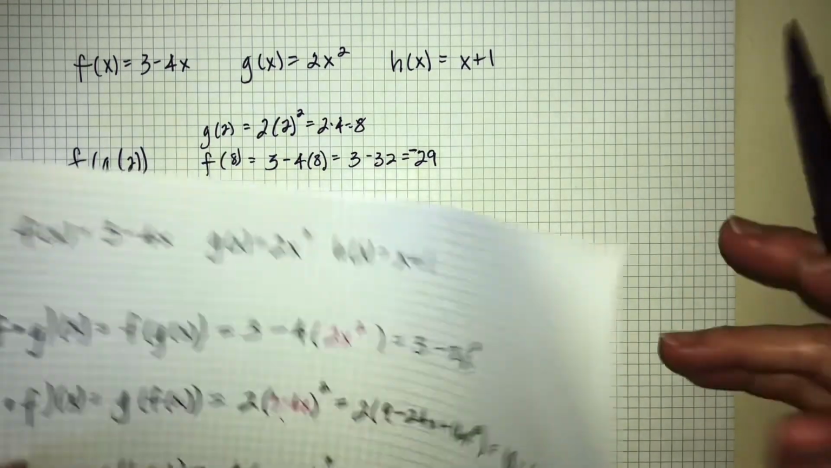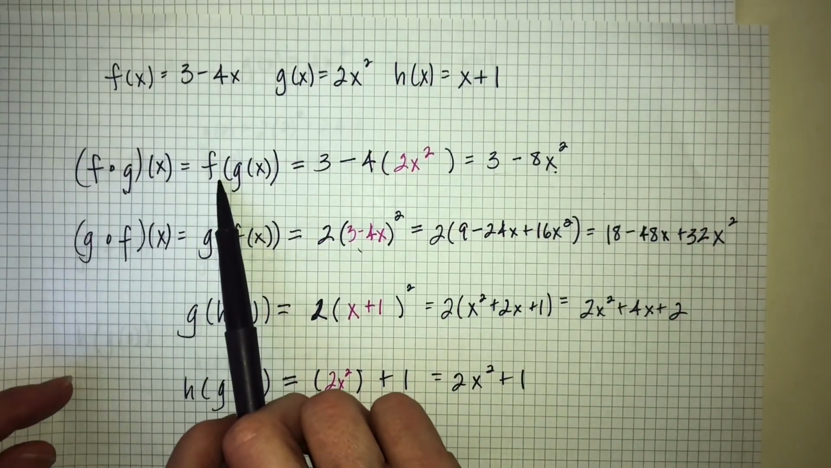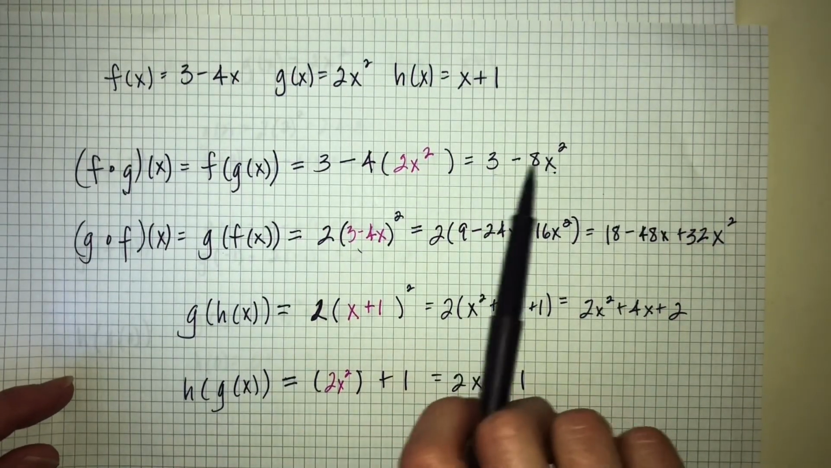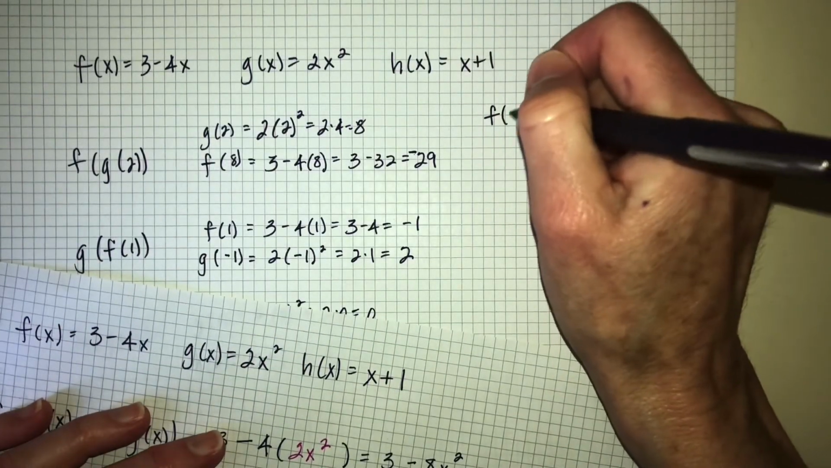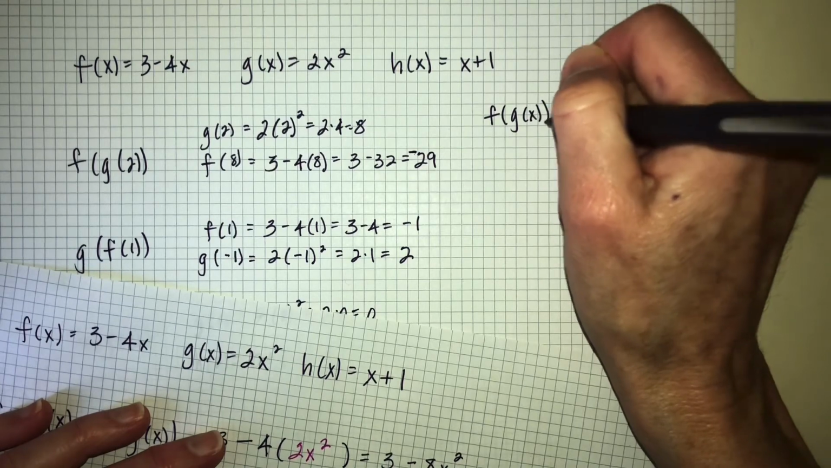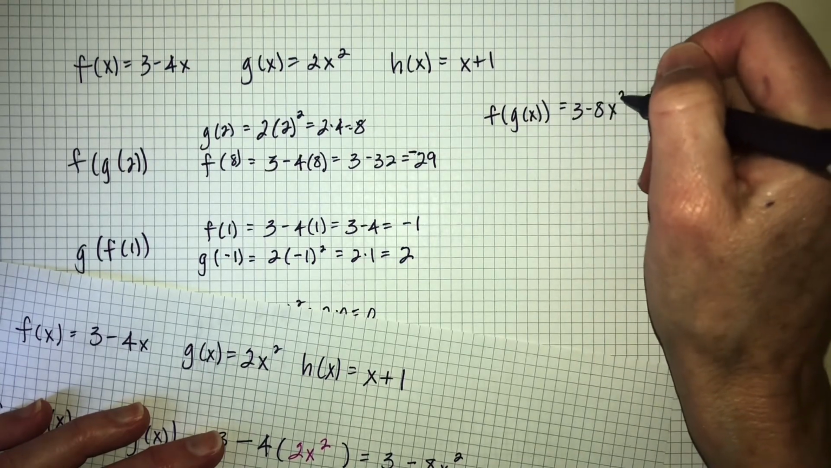Another thing I'll point out is, remember how we got negative 29 for f of g of 2? Well, there's another way to do that. Notice that we did figure out, in general, the formula for f of g of x, that it's 3 minus 8x squared. So we can also write f of g of x equals 3 minus 8x squared.